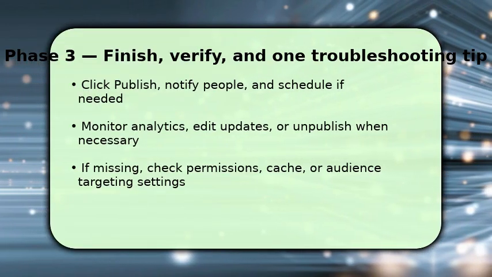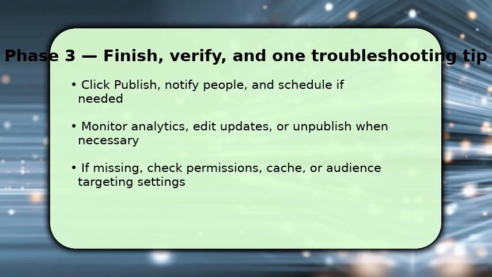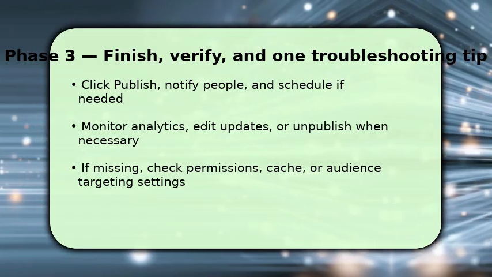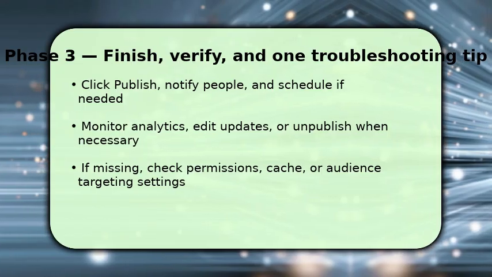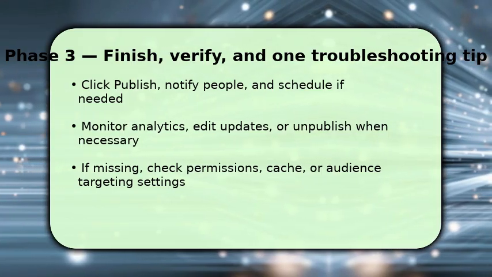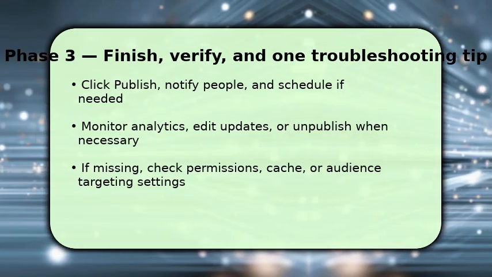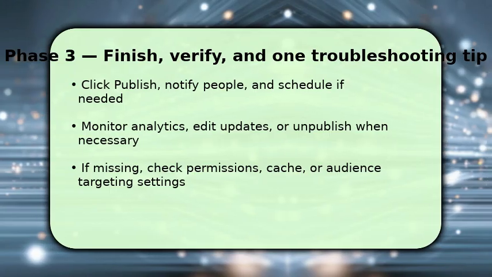If something goes wrong, for example the news item doesn't appear, check permissions first because restricted access is a common cause. Next, clear browser cache and verify audience targeting. If issues persist, revert to draft and retrace steps, ensuring metadata and page settings are correct.